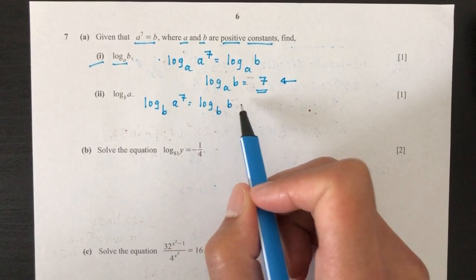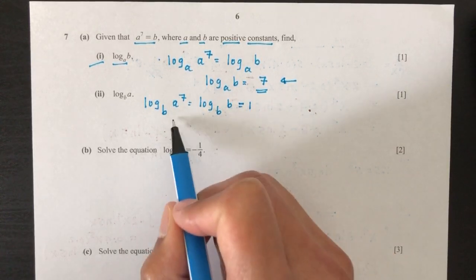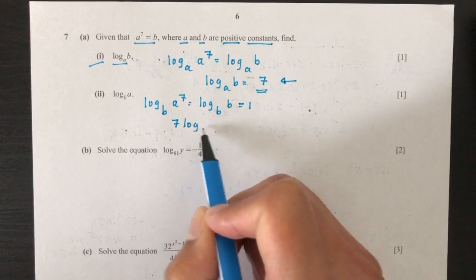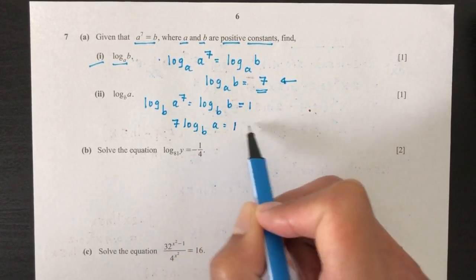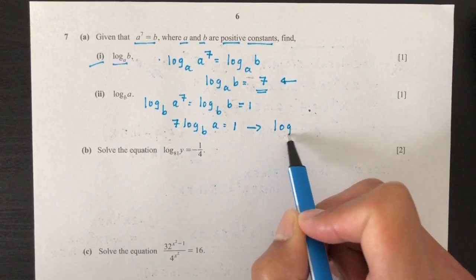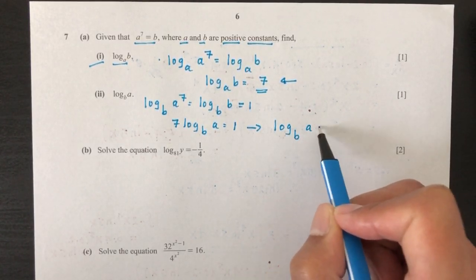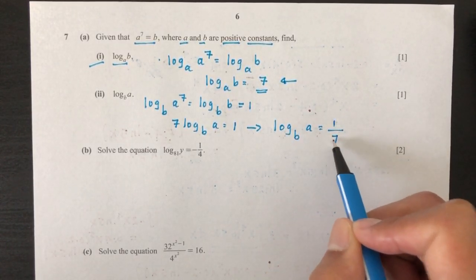So log b of b is equal to 1, which means you have 7 log b of a is equal to 1. From this you have log b of a is equal to 1 over 7.